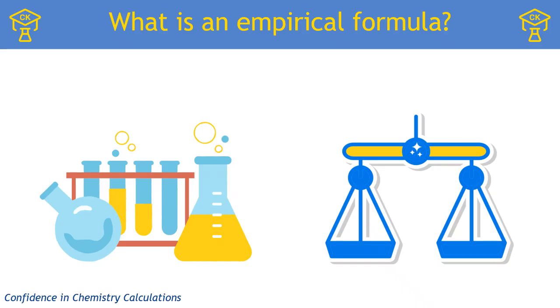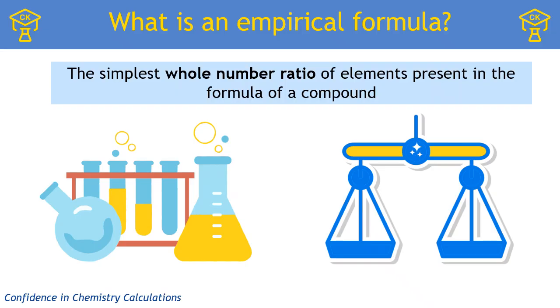And in fact, the way that we do our calculation for an empirical formula is by doing this, by comparing the masses of different atoms. The actual definition that we use at A level for empirical formula is that it is the simplest whole number ratio of elements present in the formula of a compound. And as we look at some examples, we'll see how that relates to the formulae that we generally use.